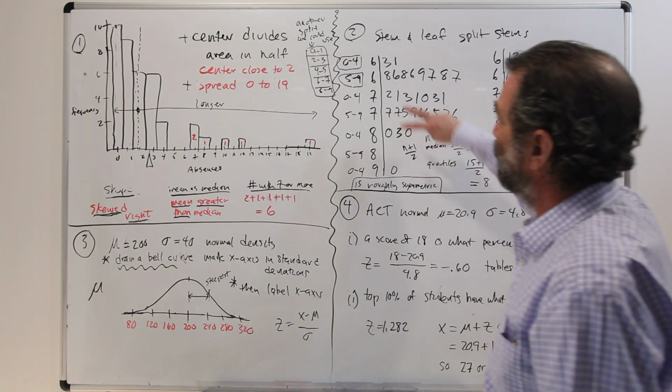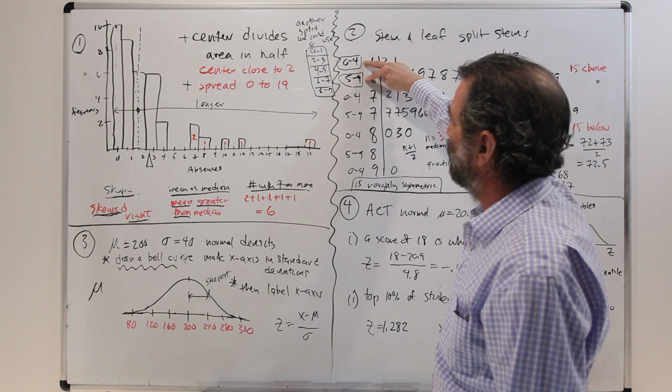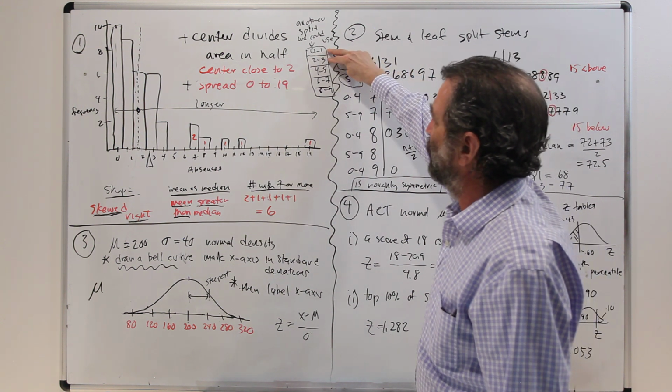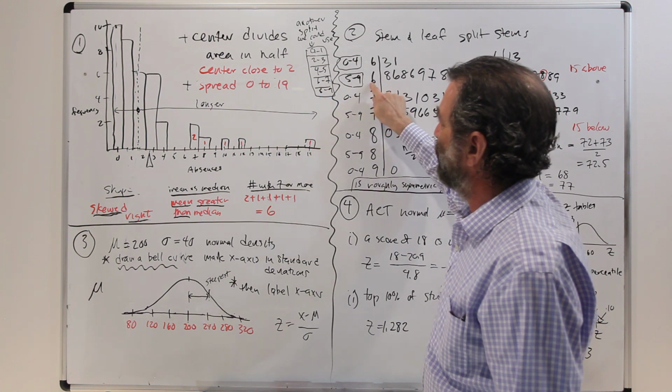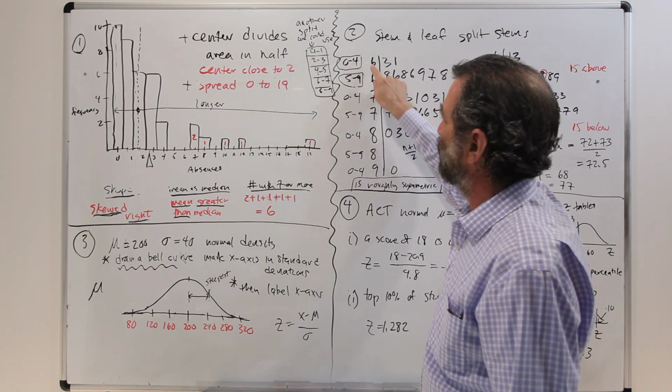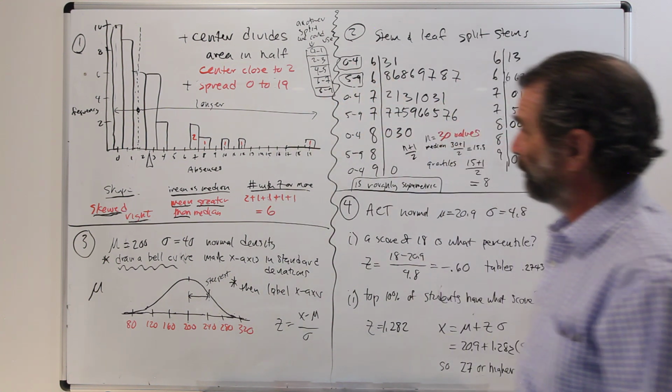There's 2 ways we can split the stems. Here's one way, 0 through 4, 5 through 9. Here's the other way, 0, 1, 2, 3, 4, 5, 6, 7, 8, 9. So here's 5 piles for each stem number. Here's 2 piles for each stem number, which I used.